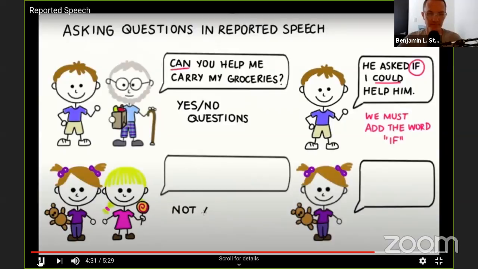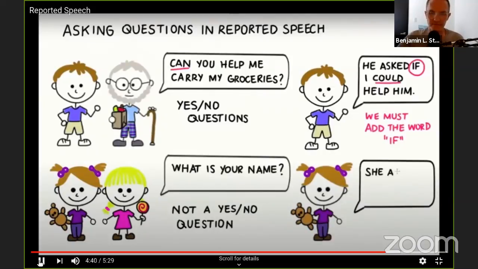Okay, now let's try something that's not a yes or no question. For example, what is your name? In reported speech, we would say, she asked what my name was. All right, so here on content questions, any question that's not a yes or no question, or any question that begins with one of the question words, what, how, why, when, where, and so on. Think about any direct question that you form, and look at the questions that you included in your interview. How can you change that direct question into an indirect question?